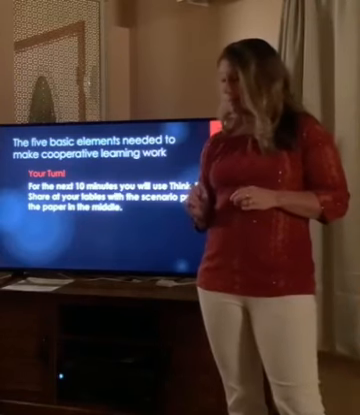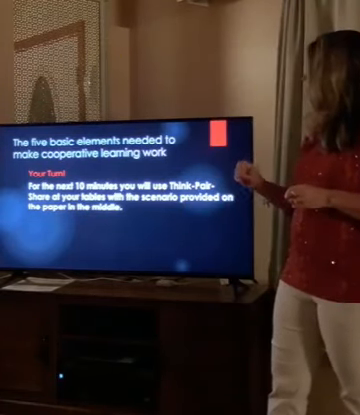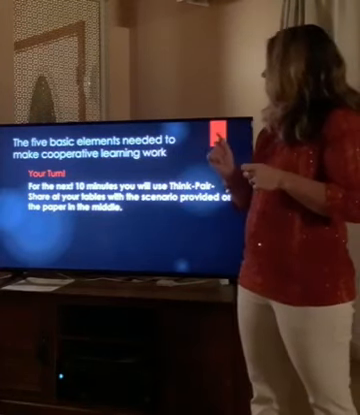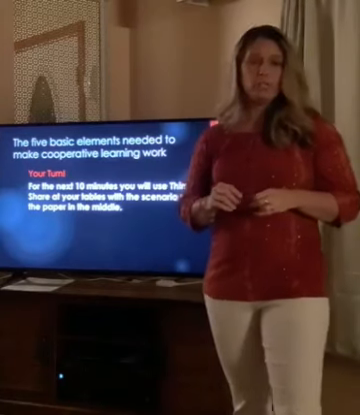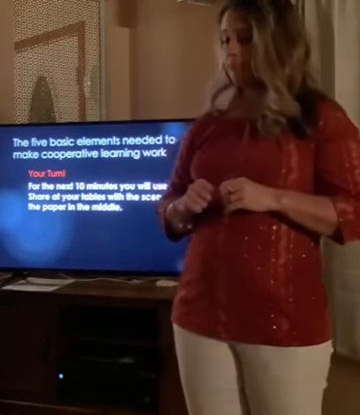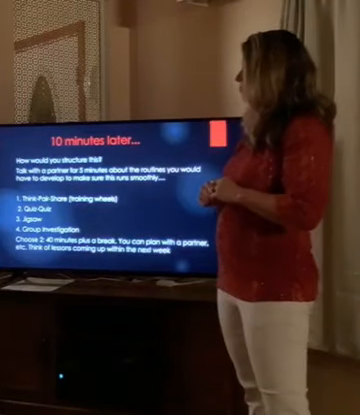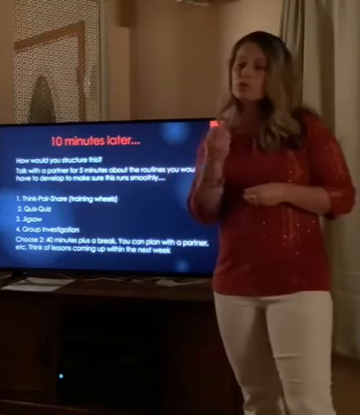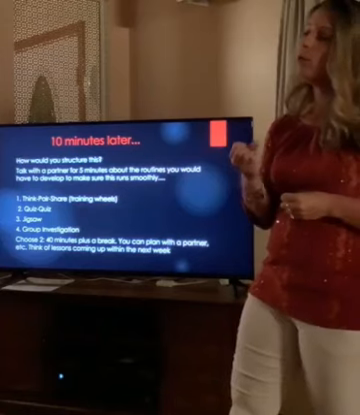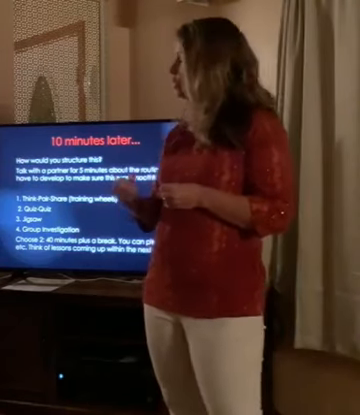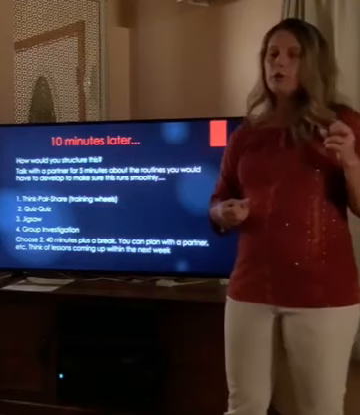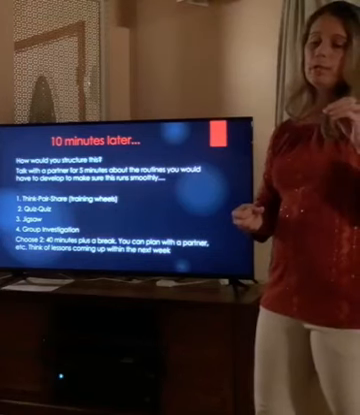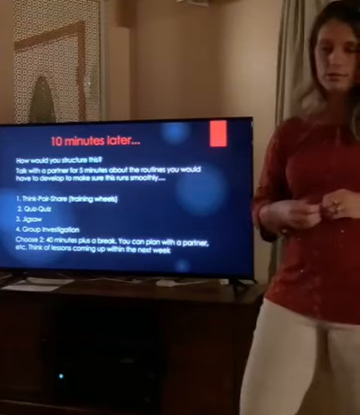For the next 10 minutes you will use think, pair, share at your tables with the scenario provided on the paper in the middle of your table. When you come back, how would you structure this? Think. How would you structure this in your classrooms? How could you use this? So I want you to talk with a partner for the next 5 minutes on how you could use think, pair, share so it would run smoothly in your classroom.